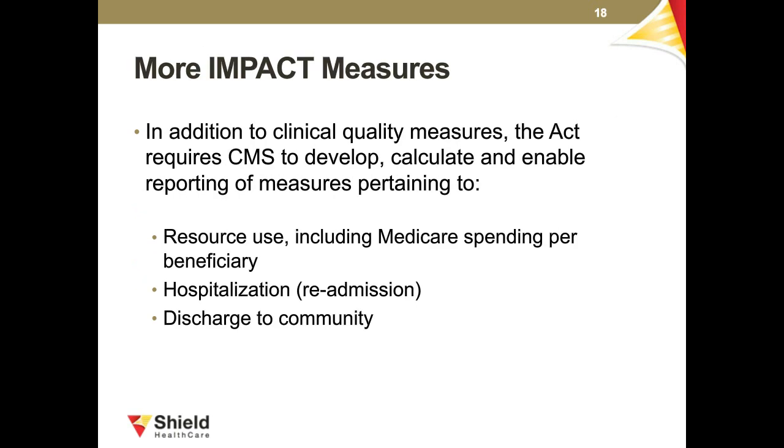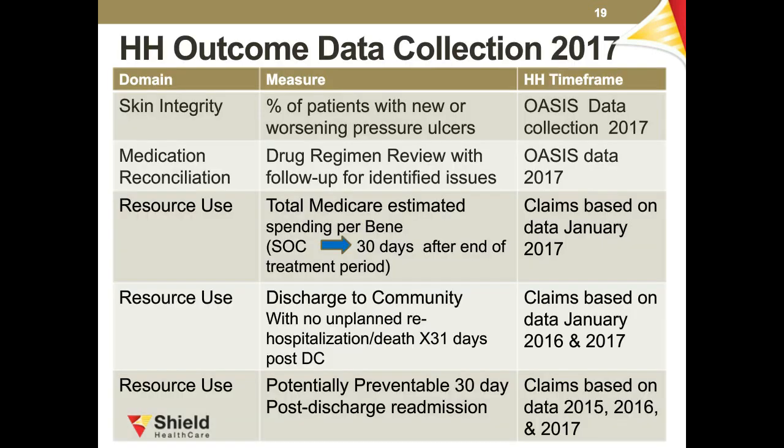And you have probably seen the notices saying there are some new measures that are being looked at and asking for your input in determining whether these are good measures and whether they will be effective or not. So in looking at our impact measures, in addition to clinical quality measures, the Act requires CMS to develop, calculate, and enable measures that will look at resource use, including Medicare spending per beneficiary. That's actually starting this year. Hospitalization and readmissions. We all know that's one of the highest costs to the healthcare program and particularly to the Medicare program. And that's also going to be looked at this year, as well as discharge to the community.